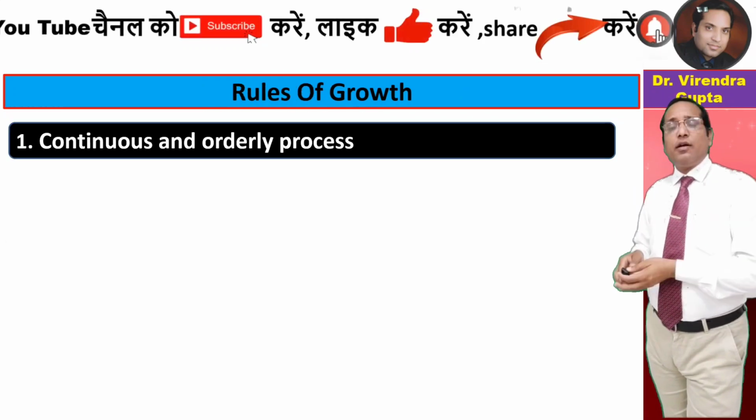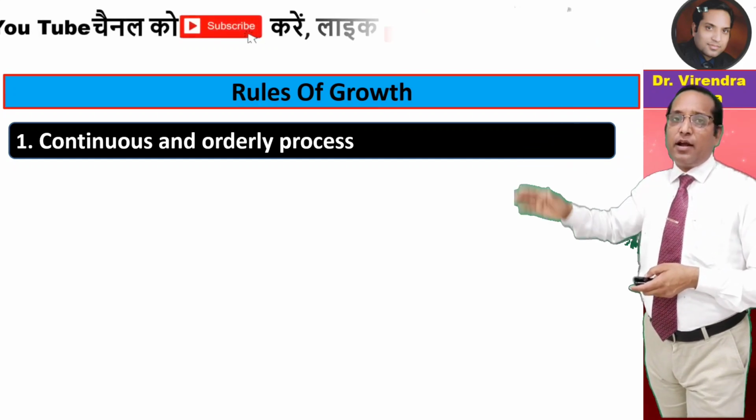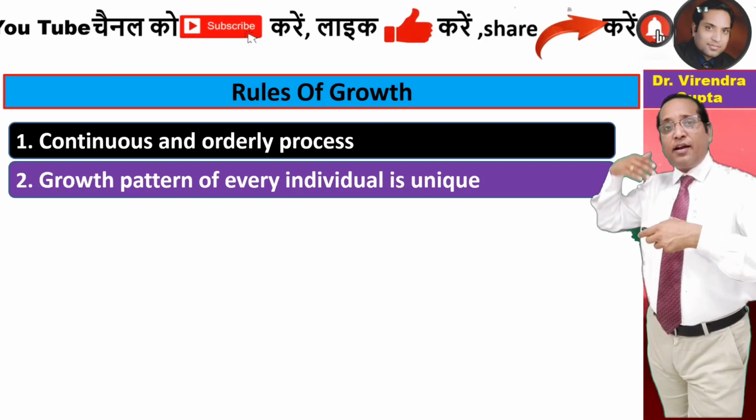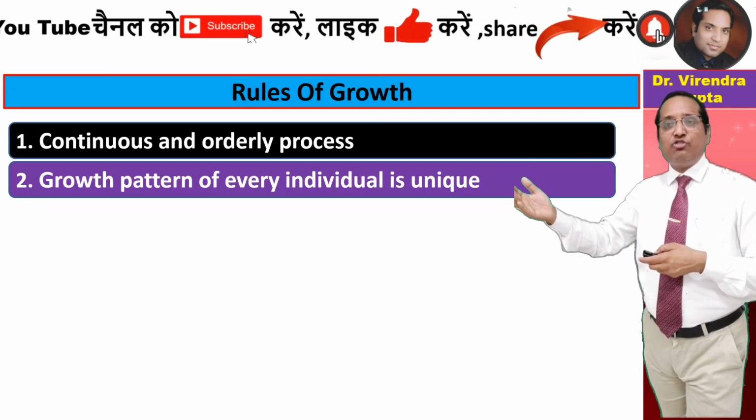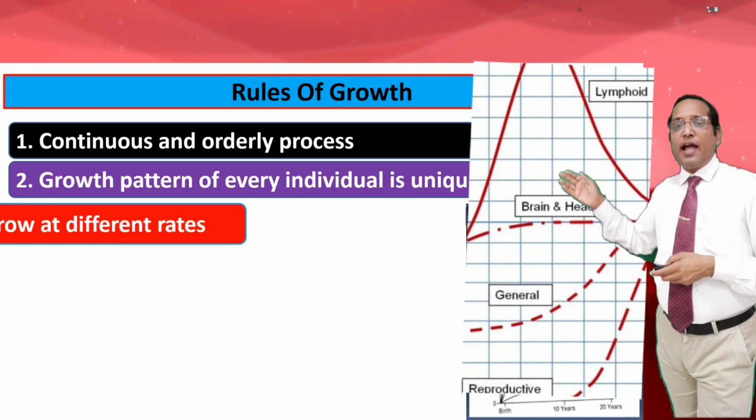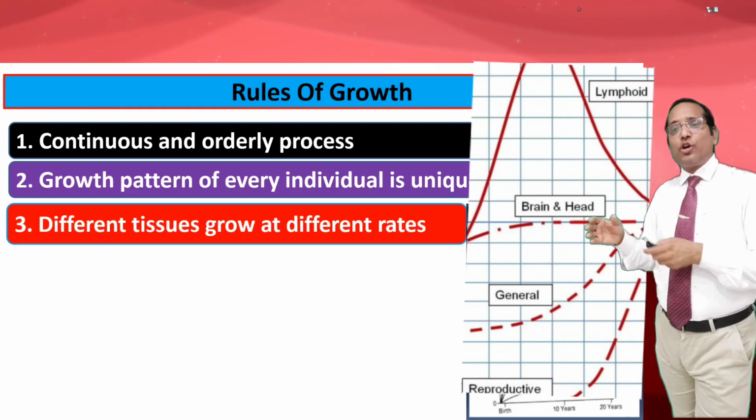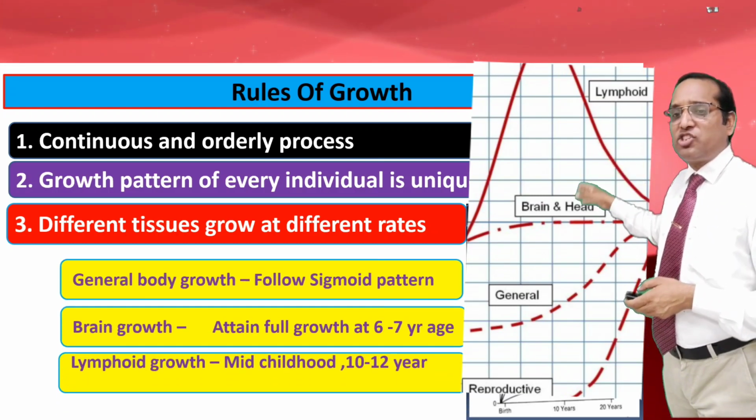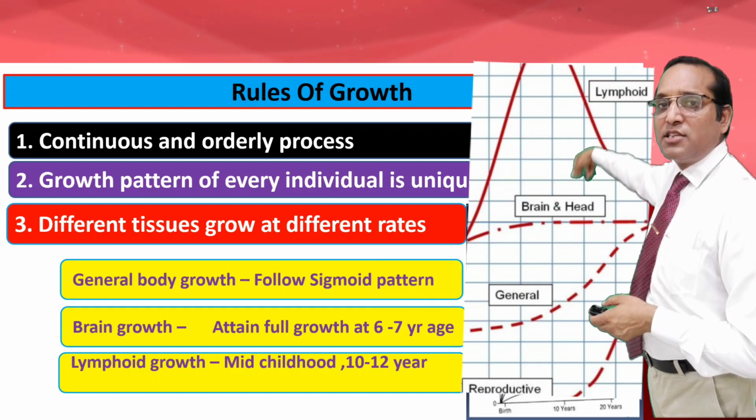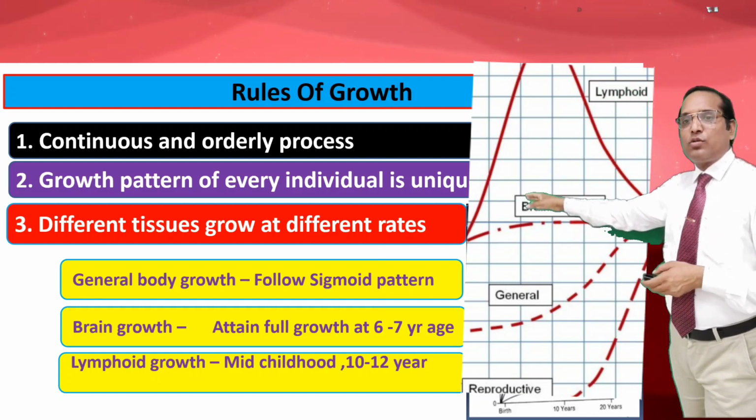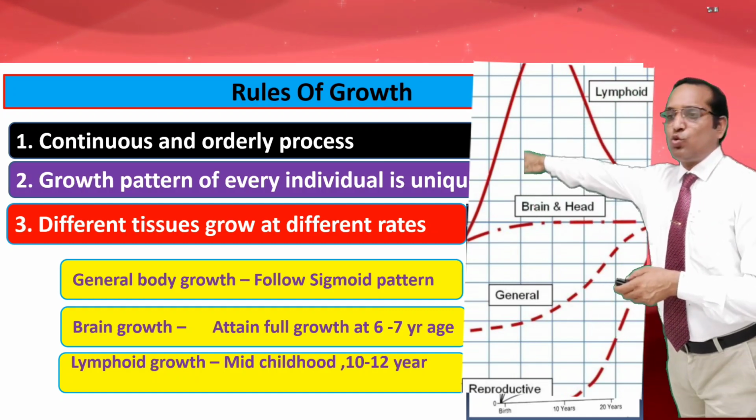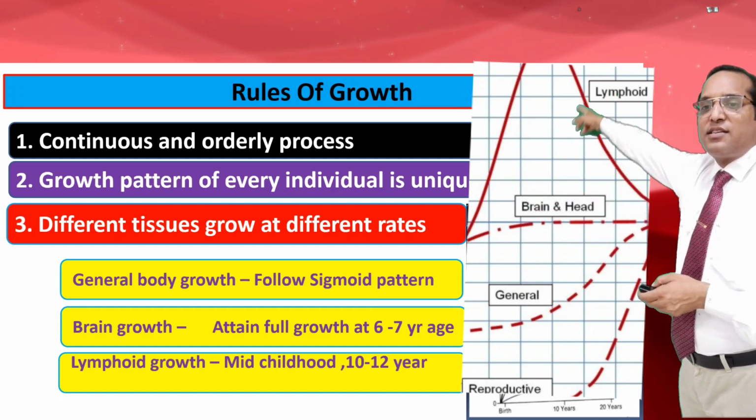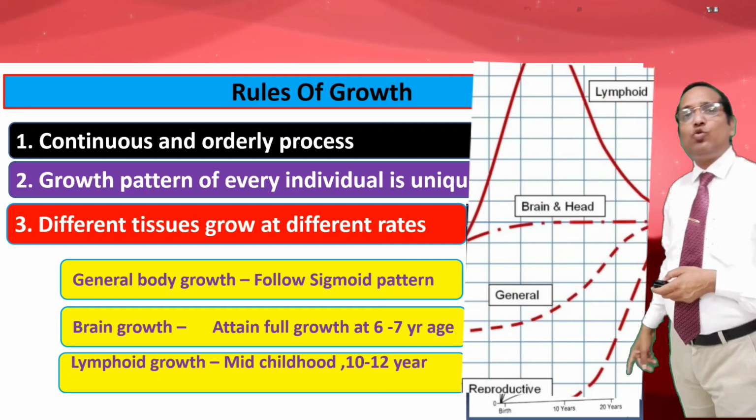Growth is a continuous and orderly process, which increases continuously and differs in different individuals, which may be unique. And different tissues grow at different rates. As you can see in the graph, general body growth follows a sigmoid pattern, while brain growth attains full growth at 6 to 7 years of age, and lymphoid growth, you can see here, is highest in mid childhood, which is 10 to 12 years of age.